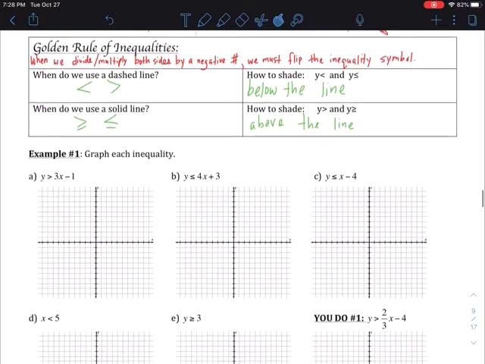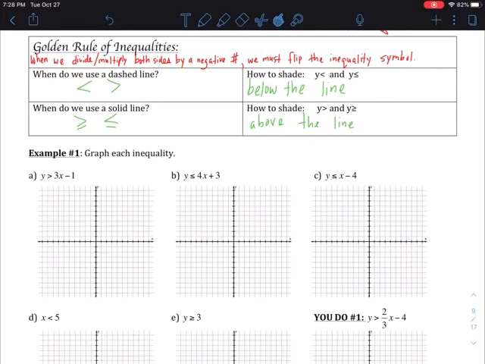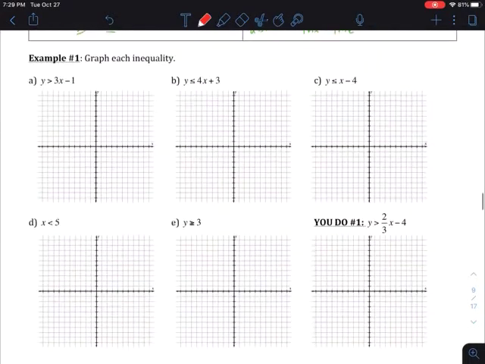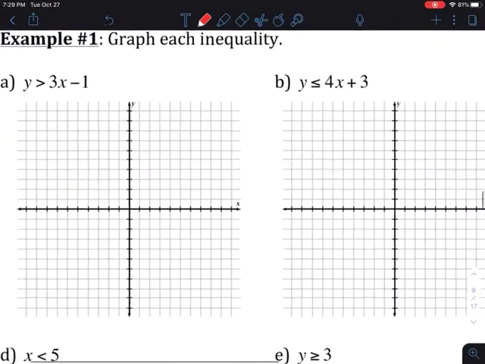Okay, recall from inequalities. When do we use a dashed line? When they don't have the underlines, like right here, less than or greater than. When do we use a solid line? When you have the underlines, greater than or equal to, or less than or equal to. And then the shading. Whenever we see an inequality symbol, we got to do shading. So the first one, less than or equal to, the shading will go below the line. And for the greater thans, that'll be shading above the line. All right, so you'll hear me talking about those throughout today's lesson.